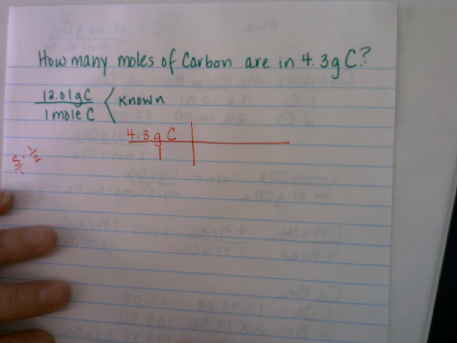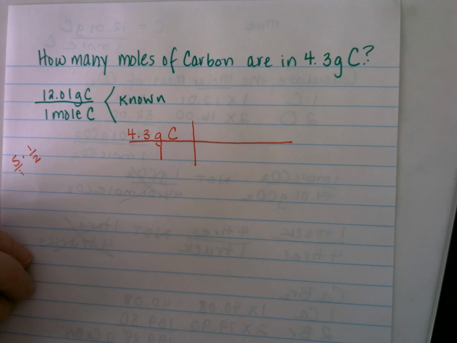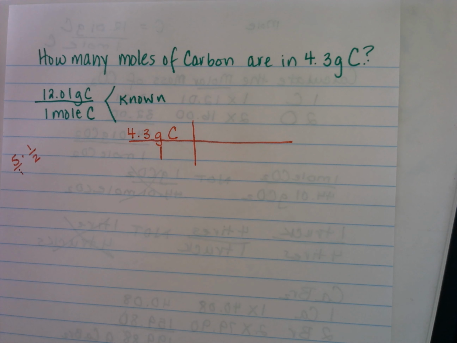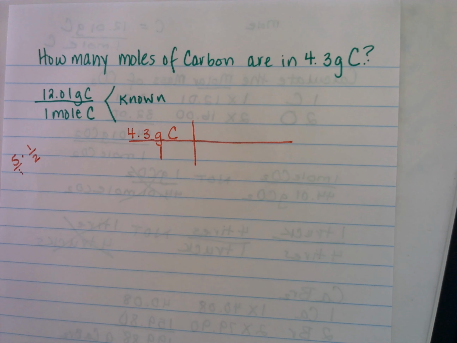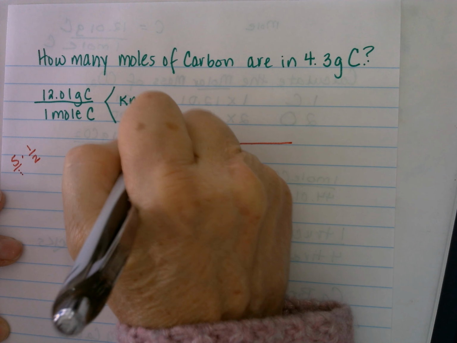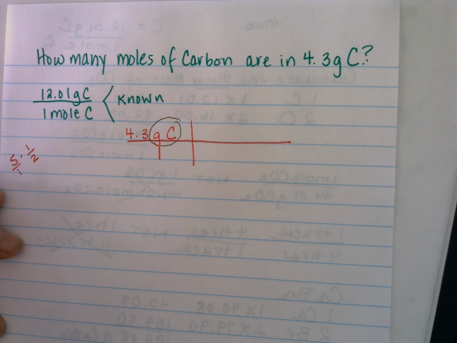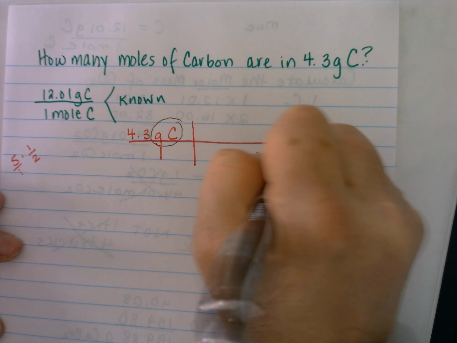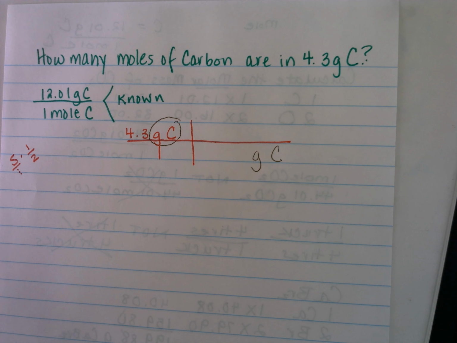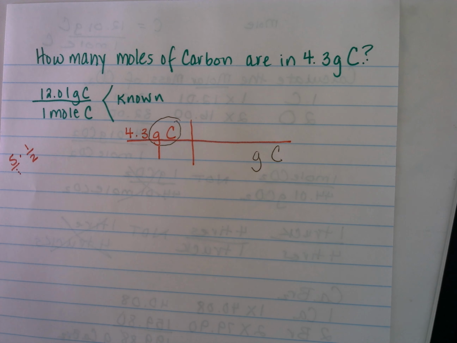Okay, now, there are 2 rules to this. Only 2 rules. Just remember these 2 rules. The first rule is whatever unit is here, whatever unit is on top, is the unit that goes on the bottom.